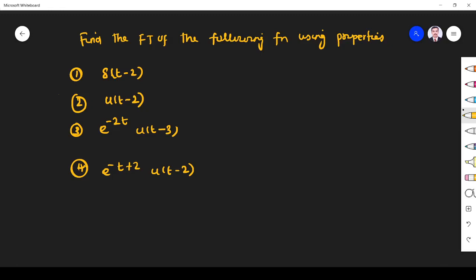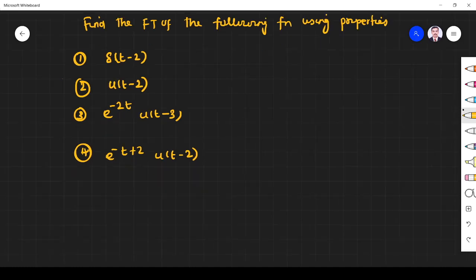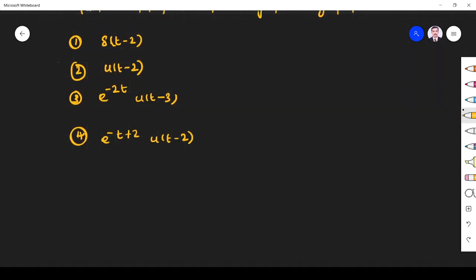Let us see these problems. Find the Fourier Transform of the following functions using properties. They are given 4 functions. Let us solve this. First problem is x of t is delta of t minus 2. So we have to use the properties to solve the problem.